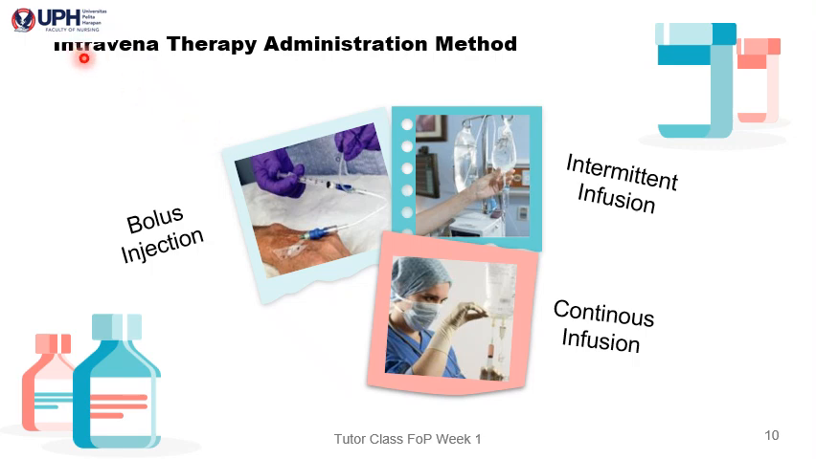Now let's talk about intravenous therapy administration methods. So we have the bolus injection, which is the one that you inject straight into the vein. And we have the intermittent infusions, where one time is on, one time is off. And we have the continuous infusions that go throughout, like 24 hours.